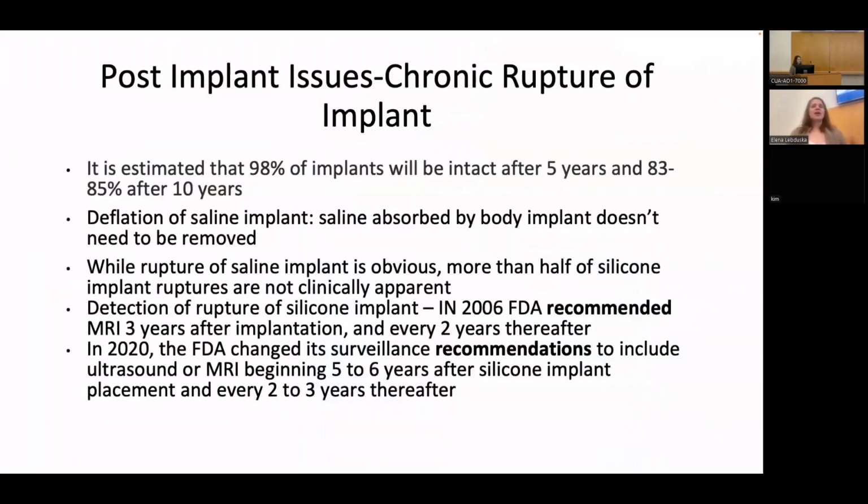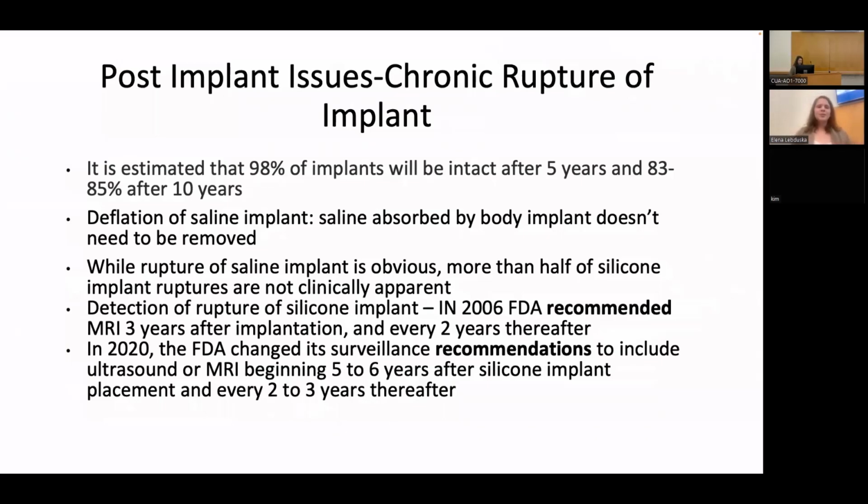So what are we going to think about chronically? When our patients come see us years later, it's estimated that 98% of implants will be intact after 5 years, but only 83 to 85% after 10 years, which is why the FDA makes that recommendation, hey, we should think about replacing these every 10 to 15 years. Deflation of saline implant, no problem. It's going to be absorbed. Obviously, it's going to be a cosmetic defect, but not a harm.